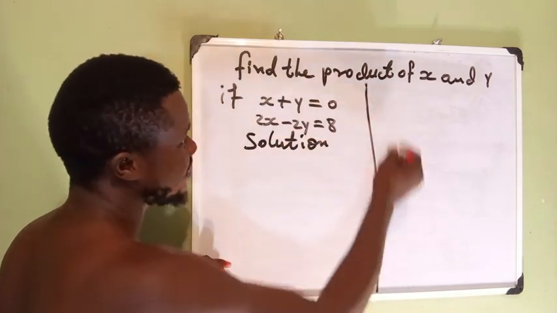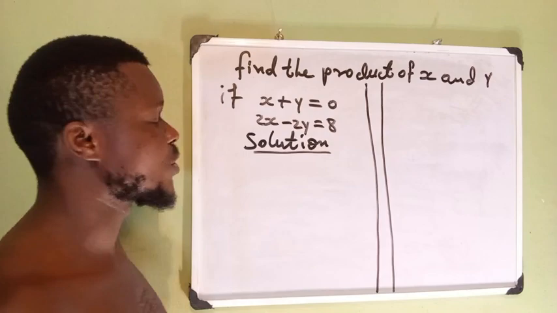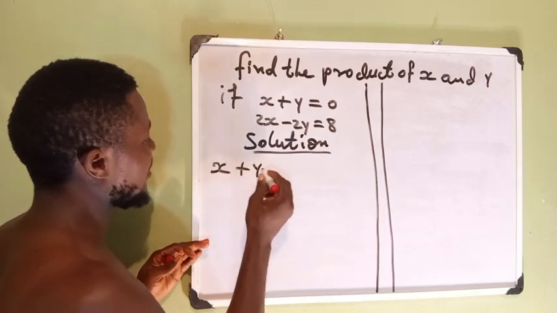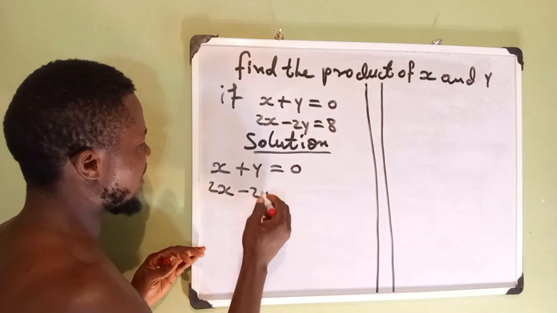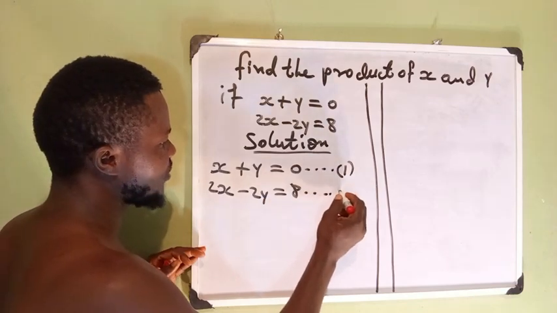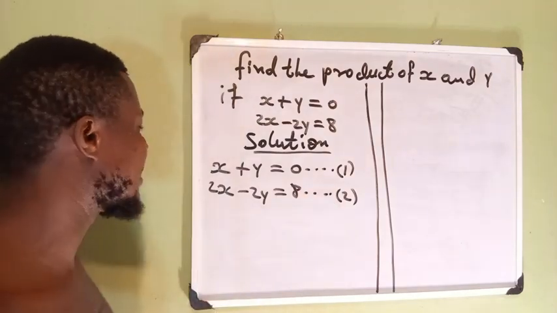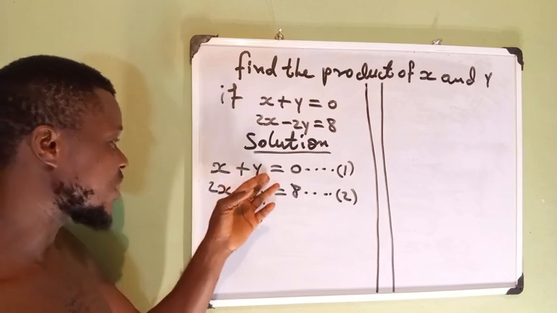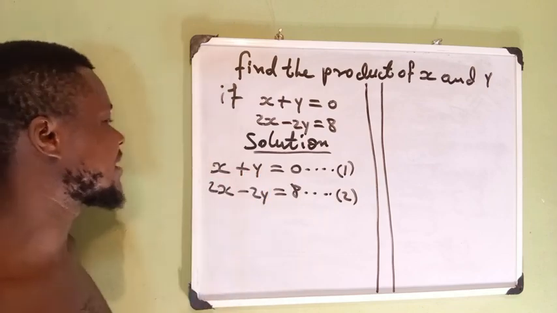Let's just divide this board because it is very small. We now write solution. So we bring down the two equations given: x plus y is equals to 0 and 2x minus 2y is equals to 8. This is equation 1 and this is equation 2. What we have to do now is to either make x the subject of this particular equation or make y the subject. Now let's just make x the subject.